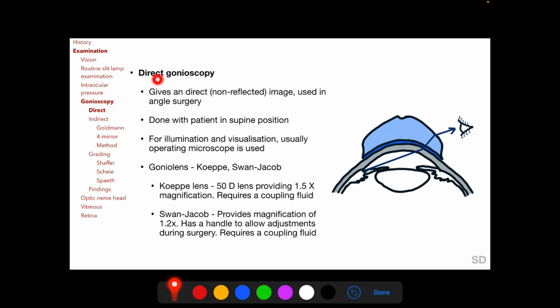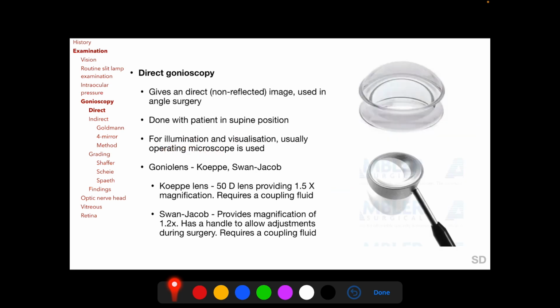In direct gonioscopy, the observer looks in the direction towards the quadrant of the angle being examined, and direct gonioscopy gives a direct non-reflected image, and so direct gonioscopy is used in angle surgery. Direct gonioscopy is usually done with the patient in the supine position, and for illumination and visualization the operating microscope is used. The direct gonio lenses commonly used include the Koeppe lens and the Swan-Jacob lens. The Swan-Jacob lens has a handle to allow for adjustments during surgery.